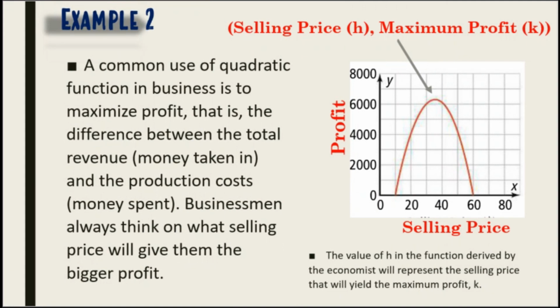For example 2, a common use of quadratic functions in business is to maximize profit. That is, the difference between the total revenue, or the money taken in, and the production cost, which is the money spent. Businessmen always think on what selling price will give them the bigger profit. For quadratic functions like this, the value of h in the function derived by the economist will represent the selling price that will yield the maximum profit, k.